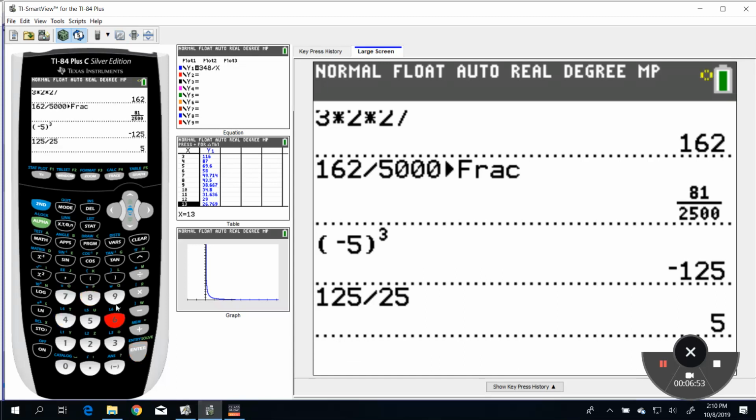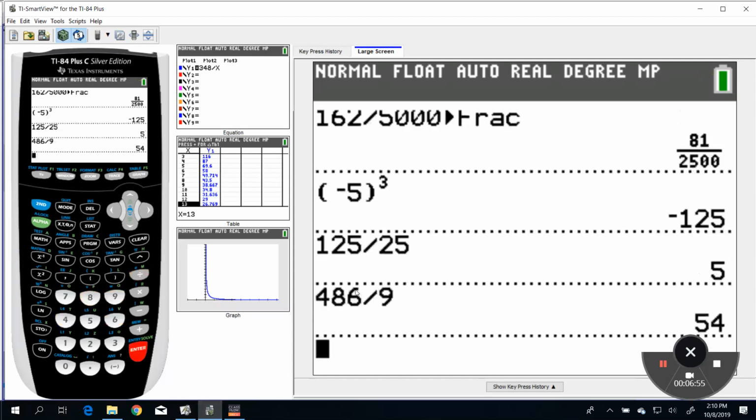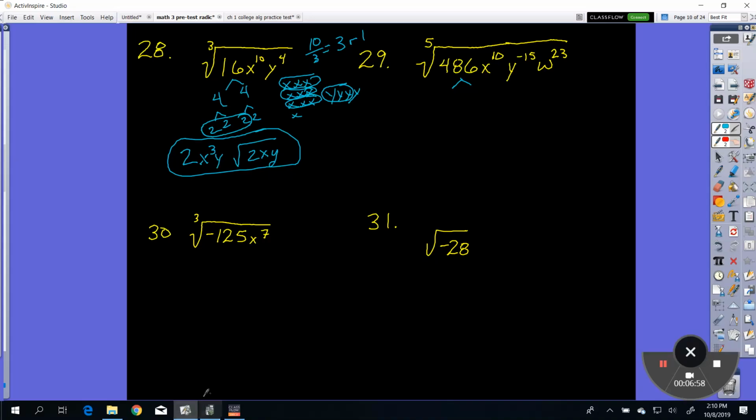So I'm going to go 486 divided by 9 is 54. So this is 9 and 54. 9 is 3 and 3. 54 is 9 times 6. So 9 is 3 and 3. 6 is 3 and 2. So now I see I have a group of 5 3's. So that's 5 of the kind that I'm after. So since I have 5 3's, they get to come out. The 2 doesn't get to come out because it doesn't have 5 of a kind with it.